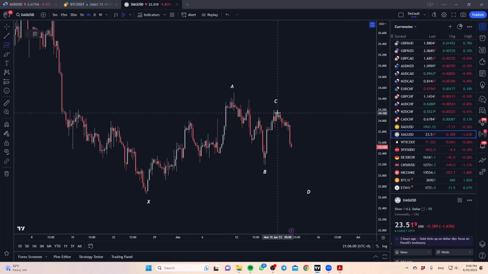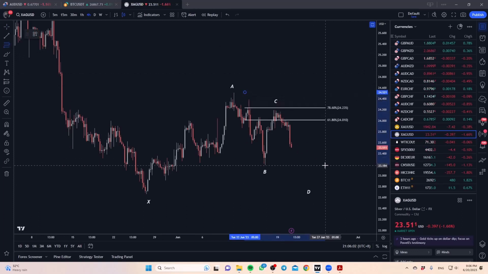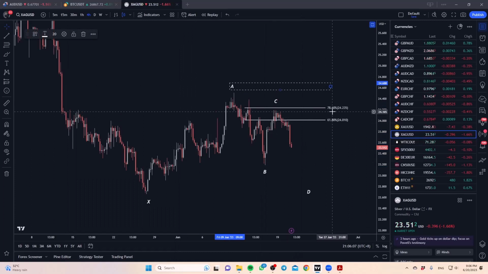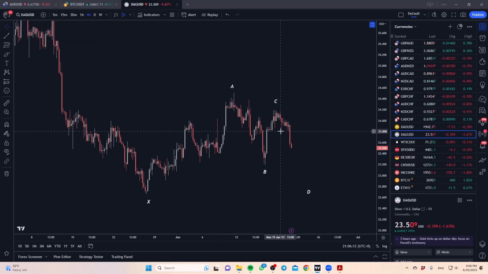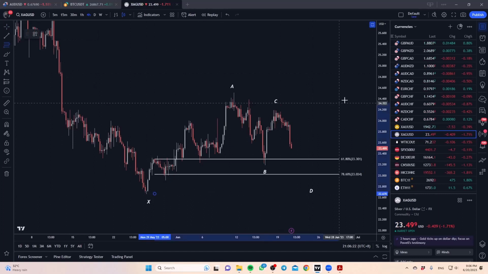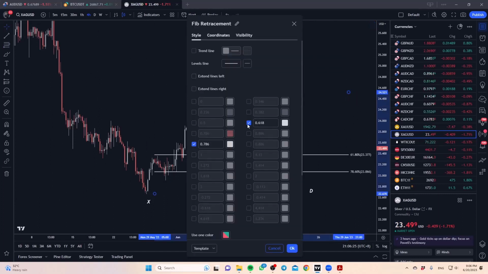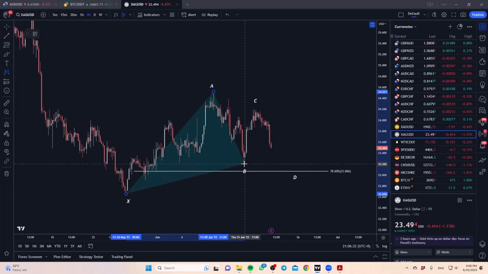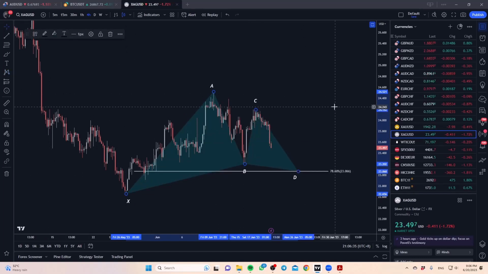Then of course we also need to measure the C leg, right? So we take from A, pull it to B. We can see point C came to 618 but never touched 786. Fulfilled. Great. So now what we have is a Gartley pattern forming. So we know if it's a Gartley, D is going to be the completion at 786 of our X to A leg. So that's where your D point is likely going to complete, right? If I put in some triangle illustration, that's how it looks.